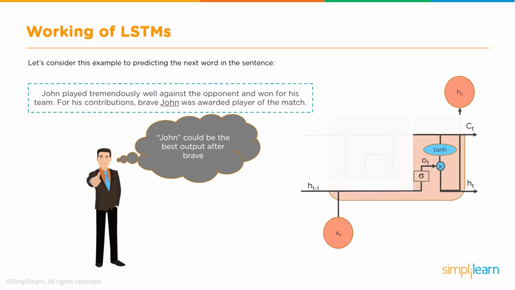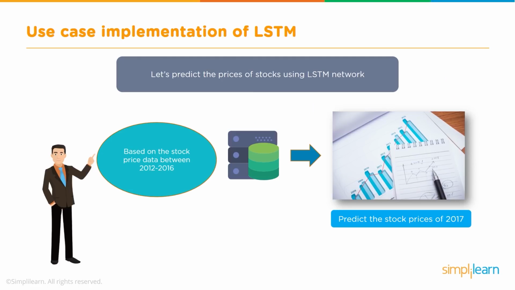And then of course we jump into my favorite part, the case study. Use case implementation of LSTM. Let's predict the prices of stocks using the LSTM network, based on the stock price data between 2012 and 2016. We're going to try to predict the stock prices of 2017. And this will be a narrow set of data. We're not going to do the whole stock market.